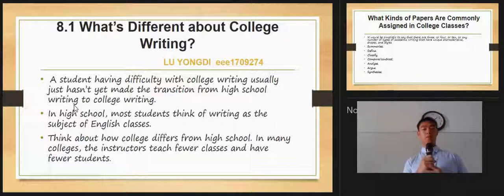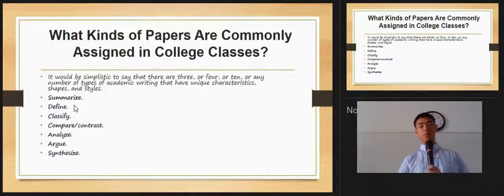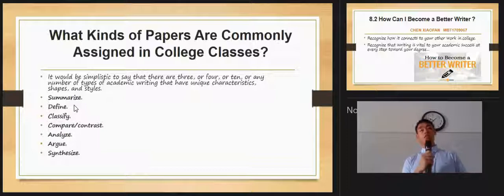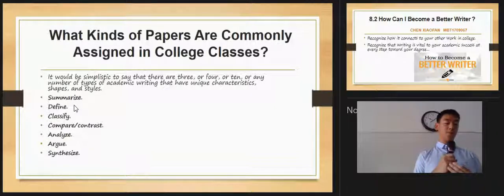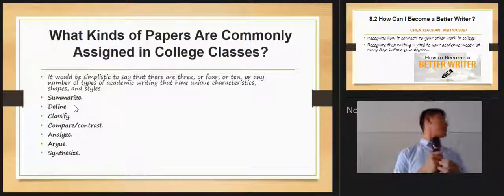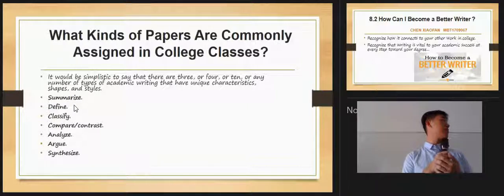In many colleges, the instructors teach fewer classes and have fewer students. What kinds of papers are commonly assigned in college classes? You are supposed to know the kinds of college papers. It would be simplest to say that there are 3 or 4 or 10 or any number of types of academic writing that have acquired characteristic shapes and styles.